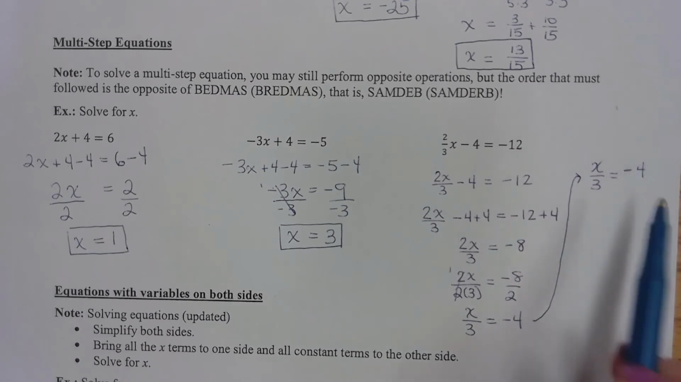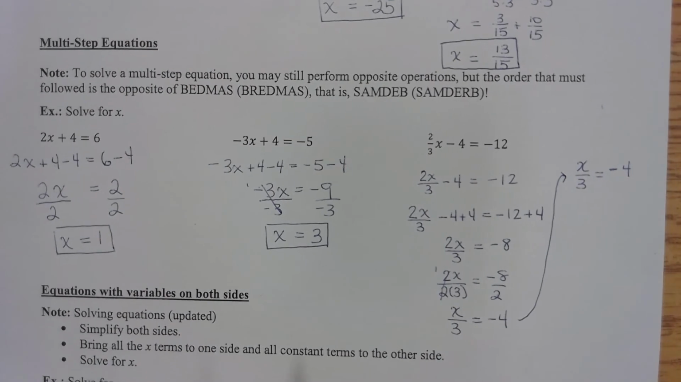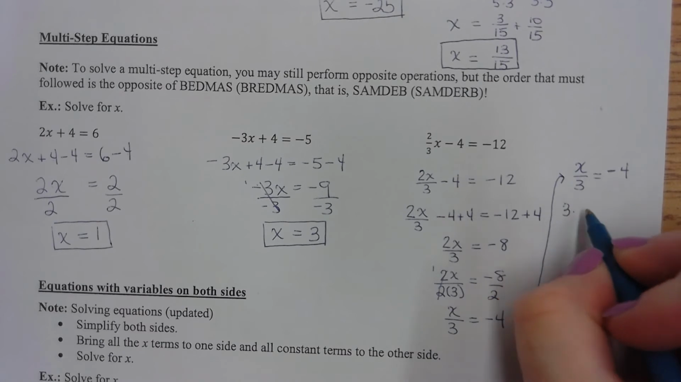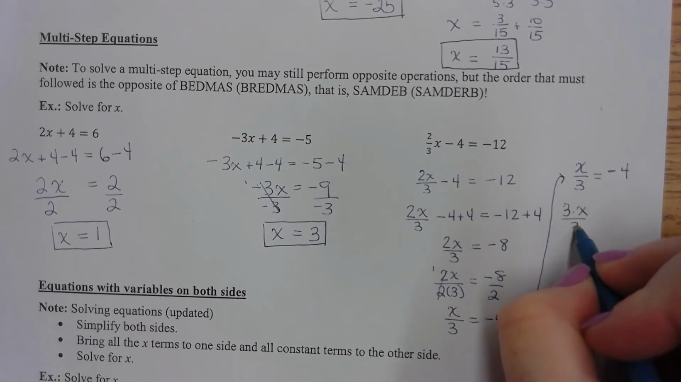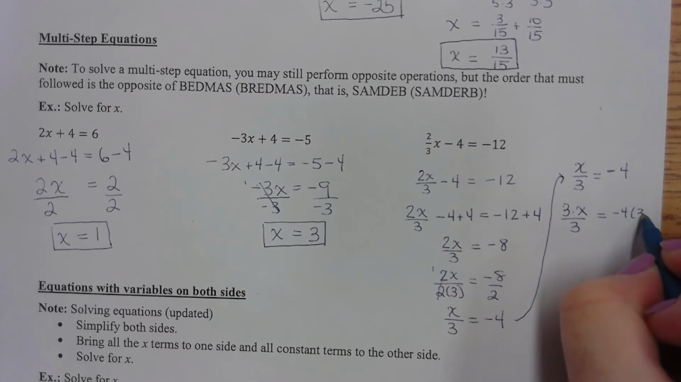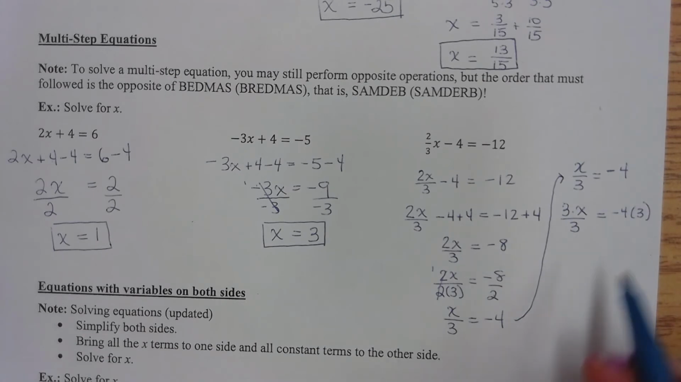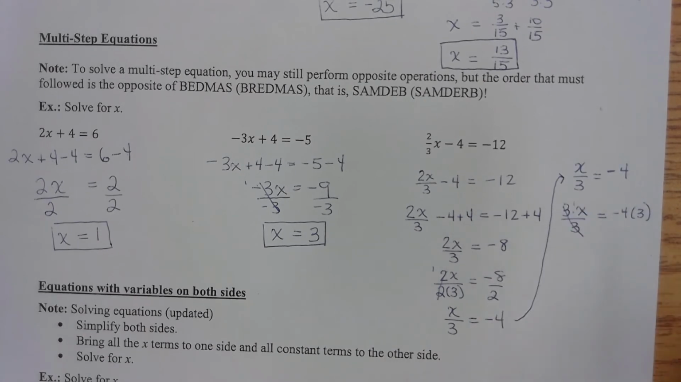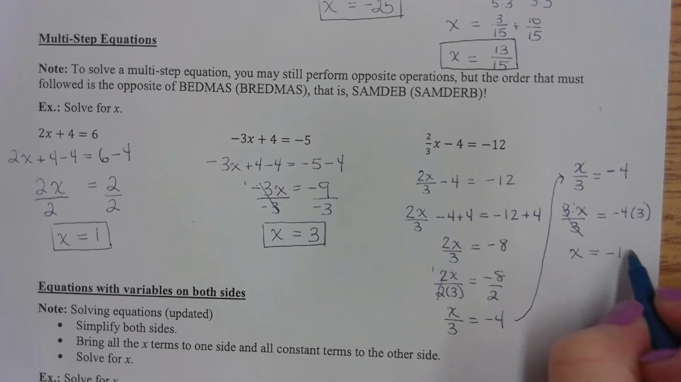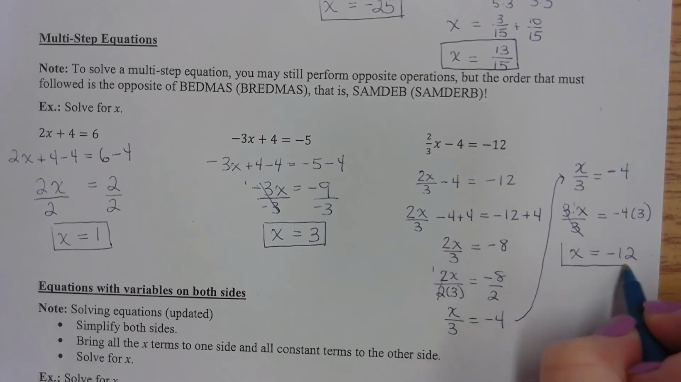Well, now my x is being divided by 3, so my opposite operation would be to multiply by 3. So I multiply x by 3. Then I'm going to multiply negative 4 by 3. So again, 3 divided by 3, I just have 1x. So I have 1x equals negative 12. And I'm done.